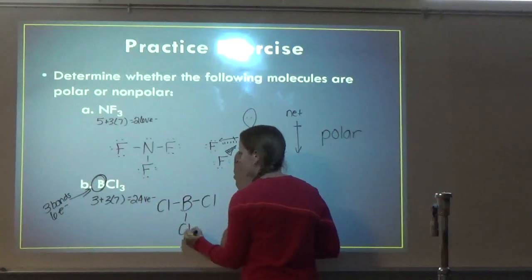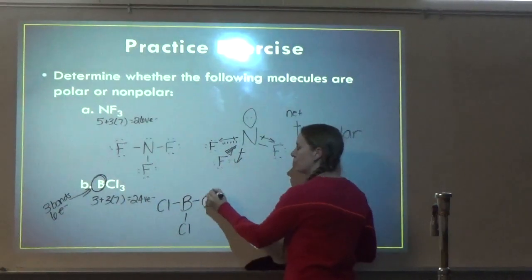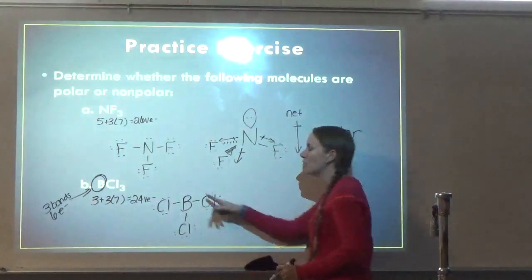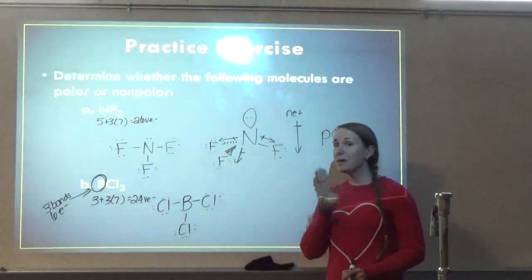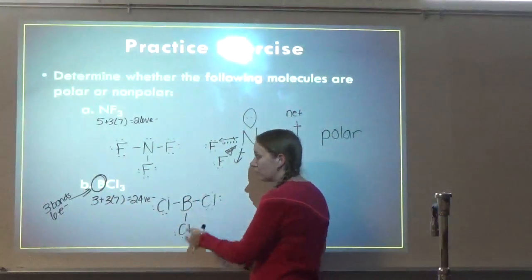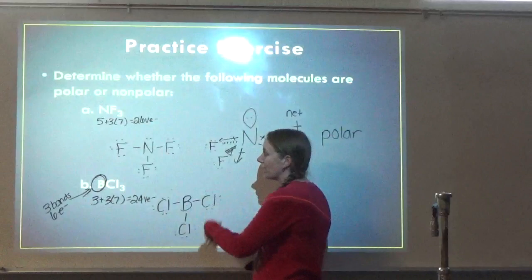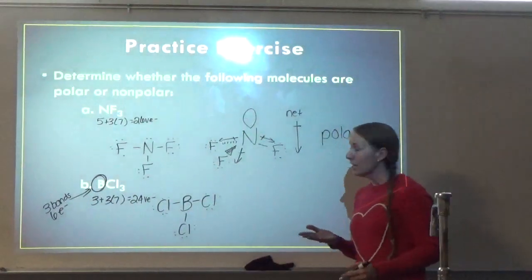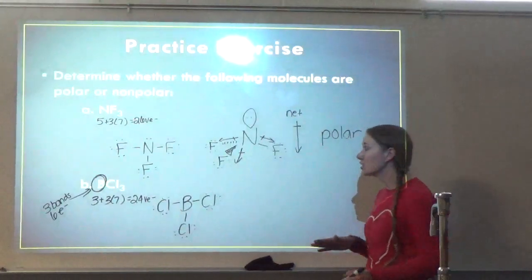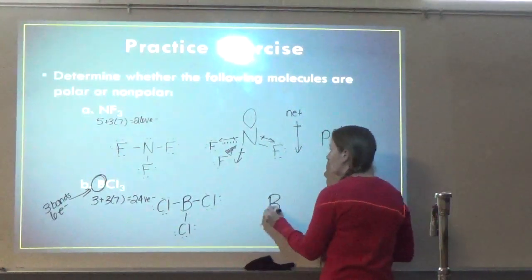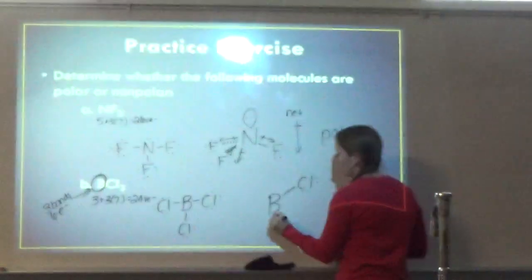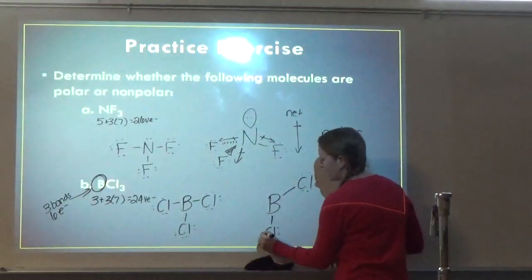So I'll bond all my Cl's. Cl has 2, so I'm going to add 6 more to each one. And then normally I'd add 2 more to B, but I already know B is an exception. And so in this case, it can't have 2 more. And so if you count, I do have 24. So I have 3 domains. 3 domains doesn't make the shape of a T. Remember, 3 domains is going to end up looking like this. We're going to have 120-degree bond angles here.